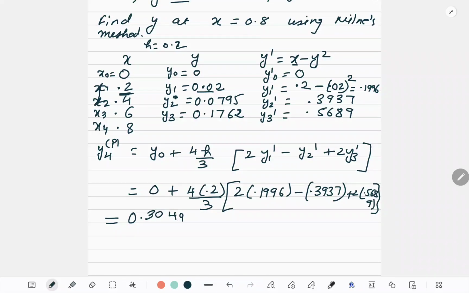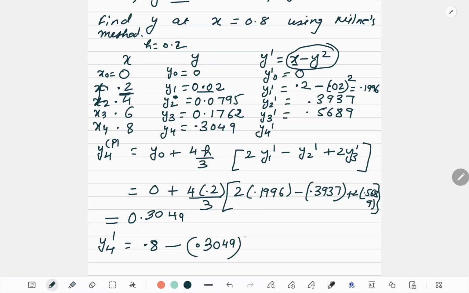0.3049. So this is the value of y4, but this is not the best value. Now find out y4 dash. How will you find y4 dash? Y4 dash means in place of x in this function. x4 is how much? 0.8. So 0.8 minus y4 squared, that is 0.3049 squared. So this will be 0.707. This value will go here.